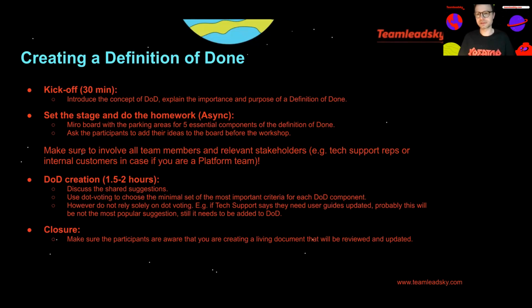Depending on how many people are involved, but I don't think it has to be more than 2 hours. Also, make sure that everyone who is participating understands that you're not going to create some kind of standard that you will stick to for the next 10 years, right? Make sure everyone understands that what you're creating is a living document, that you're going to do your best to create a definition of done up to your best current understanding. And then you will give it a try. You will give it a go.